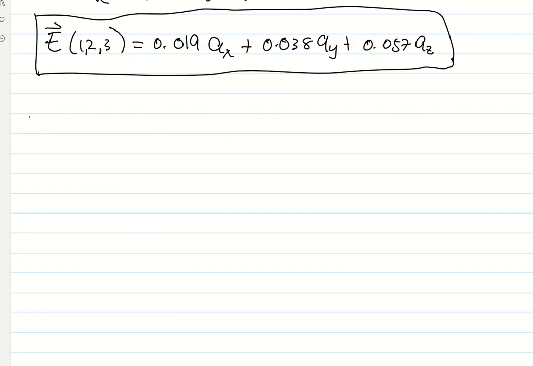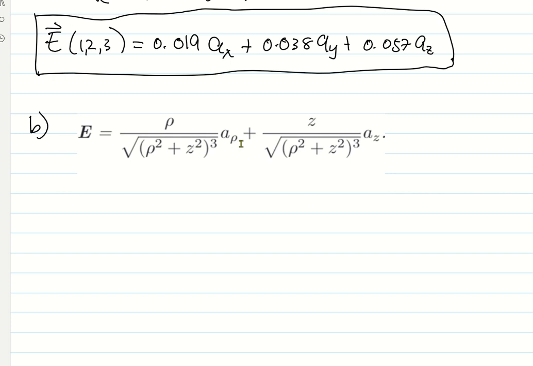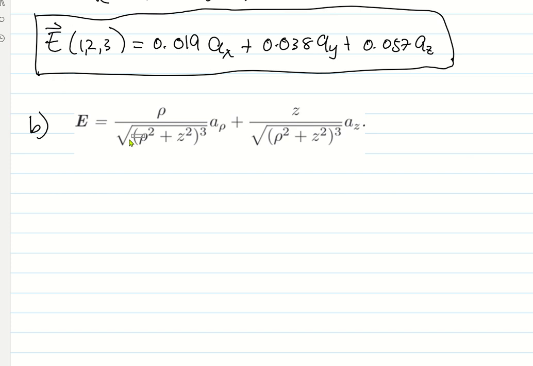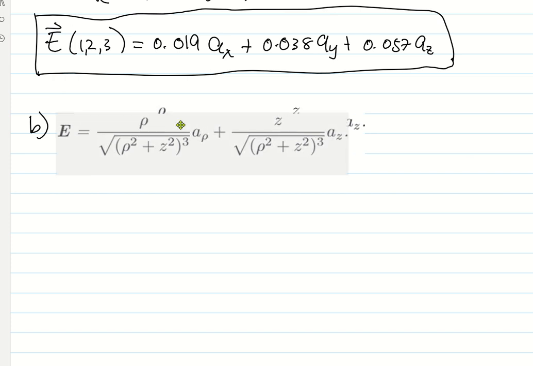Letter B. We need to convert this into rectangular coordinates. And there's no given point, so we just need to solve for the field. We don't need to evaluate that. So repeat again the process. What will be our vector in the rectangular? We have EX, EY, and EZ. So we need to solve for those components.